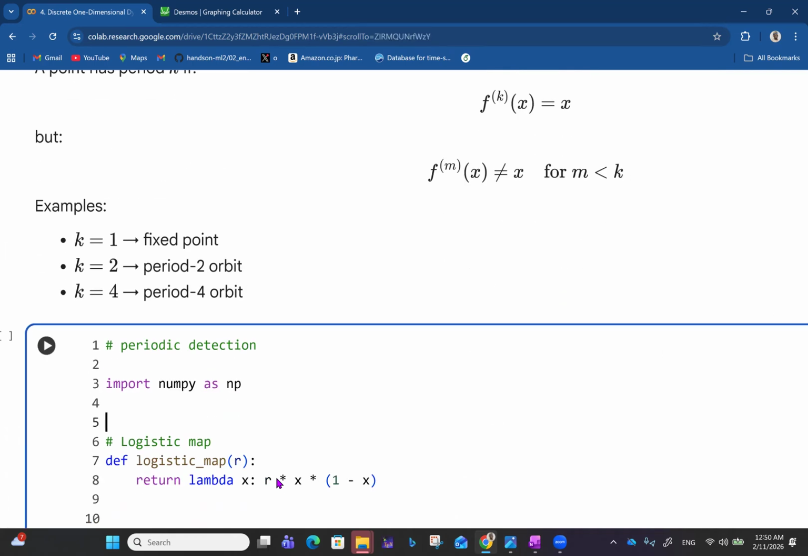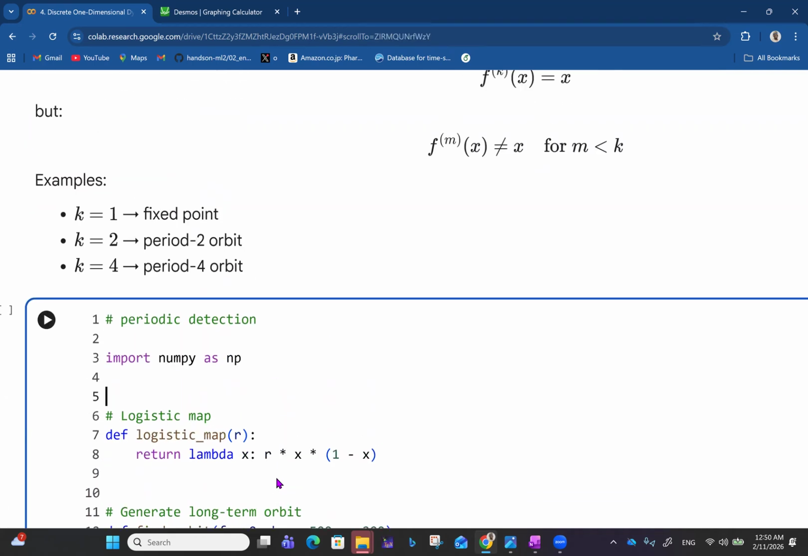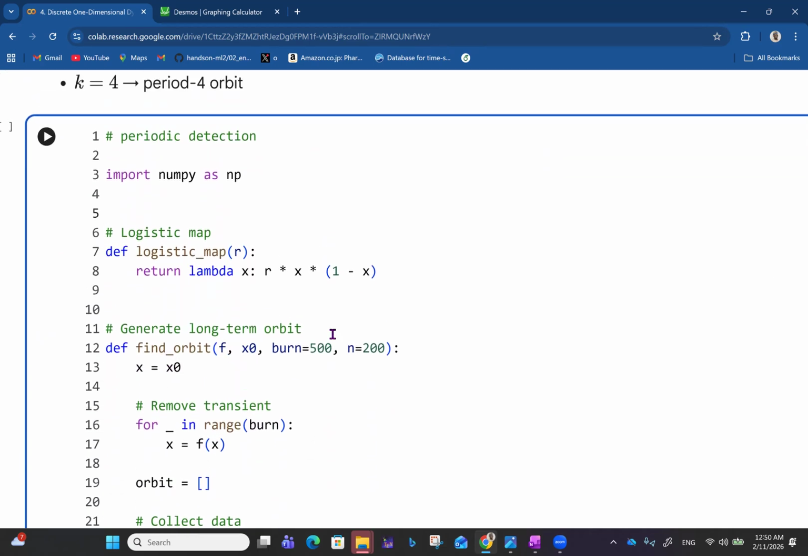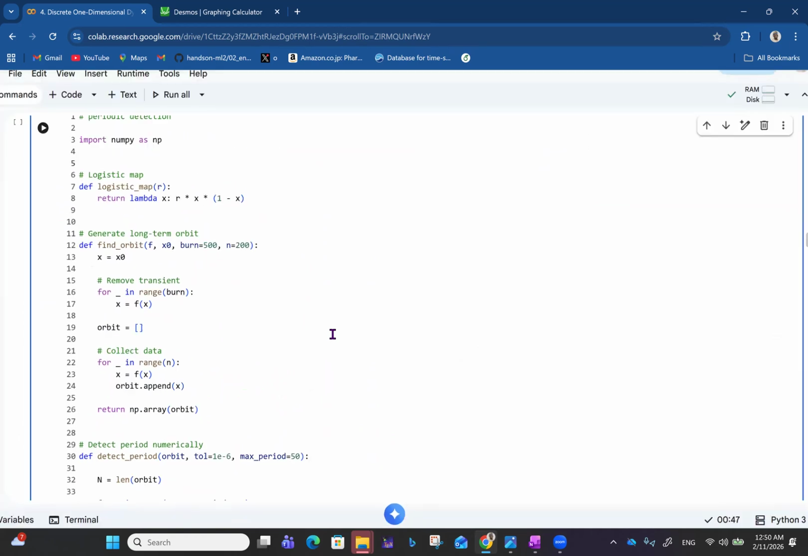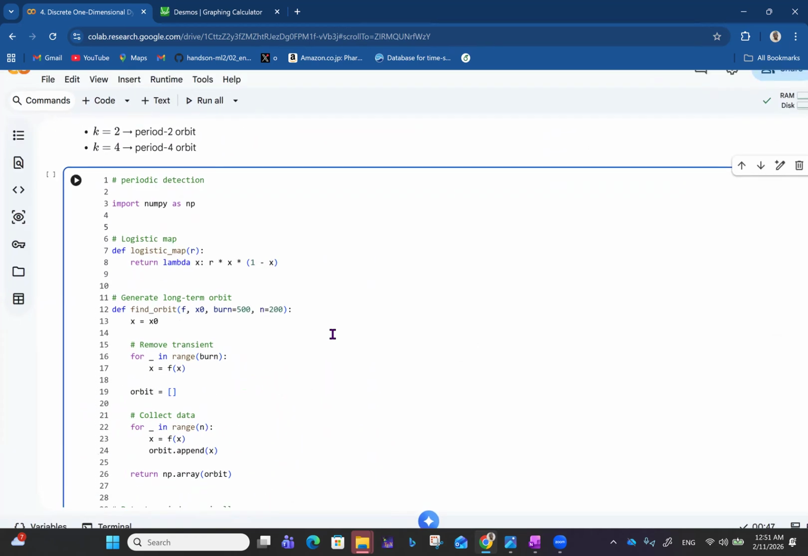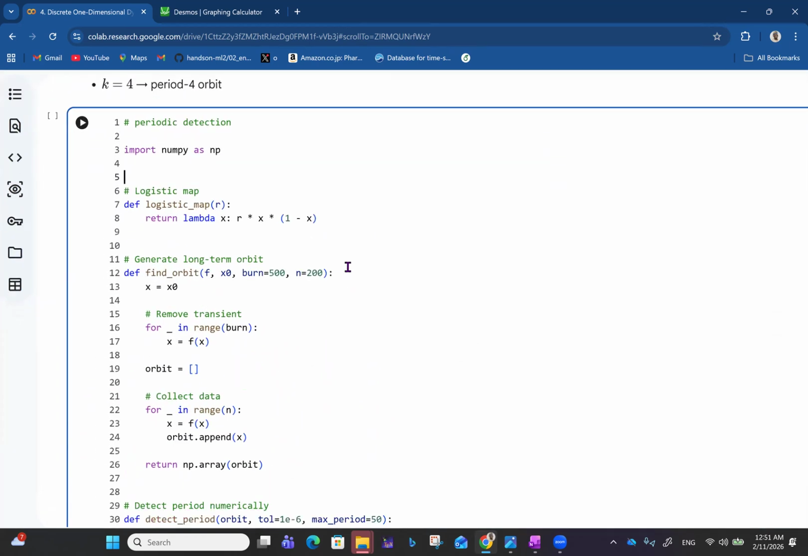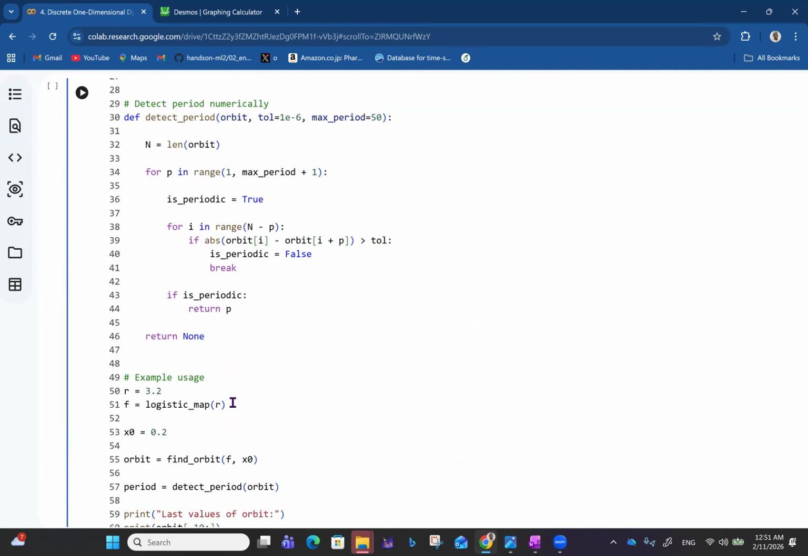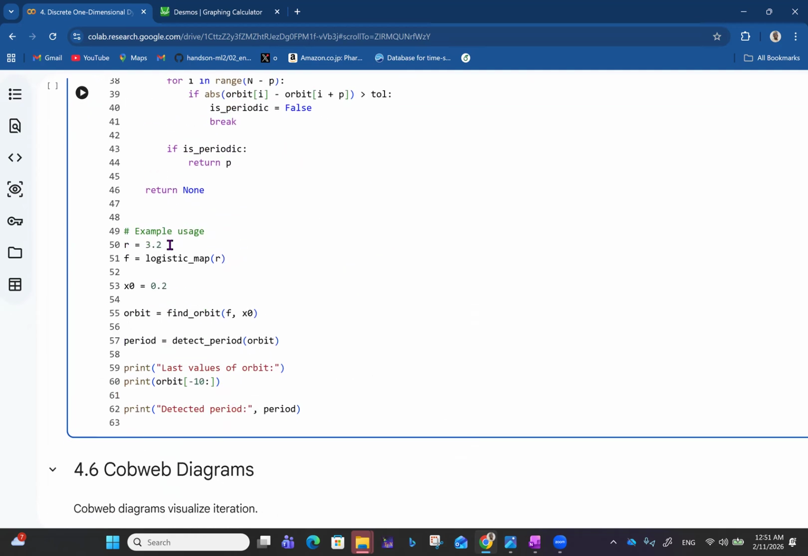Okay, so we take an example right here, using a logistic map like we've always done, r x times (1 minus x). That's in fact about the most popular equation we've seen since we started this playlist on dynamical systems. So that's what we are working on, and we take r to be 3.2.